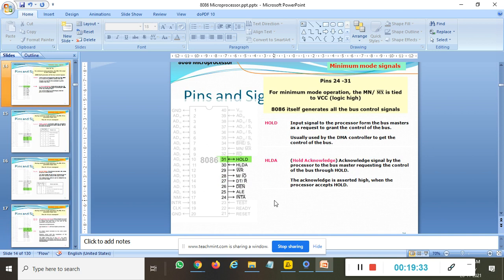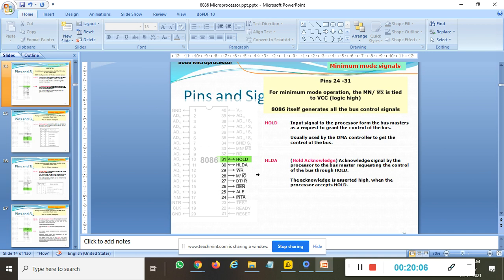Another signal is HOLD and HLDA. These two are also minimum mode signals, because I initially said that pins 24 to 31 are the minimum mode signals. These two signals are bidirectional. See here, the arrow is bidirectional, meaning data can be either received or transmitted through these lines.